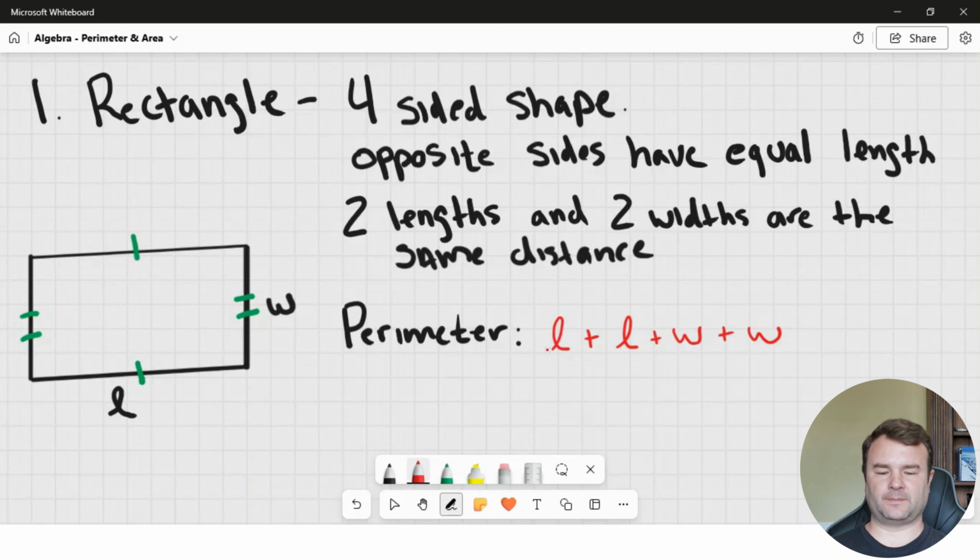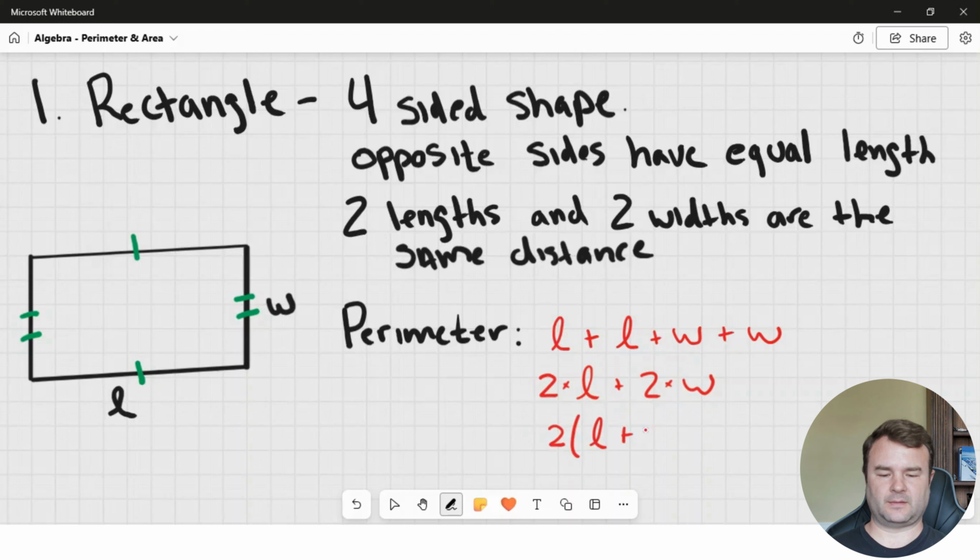And using algebra here, we have two lengths, and we can represent that as 2 times the length of one side plus 2 times the width of one side. And to take this one step further, we can use the distributive property of algebra to define the perimeter as 2 times the length plus the width. And that is our algebraic definition of what perimeter is.